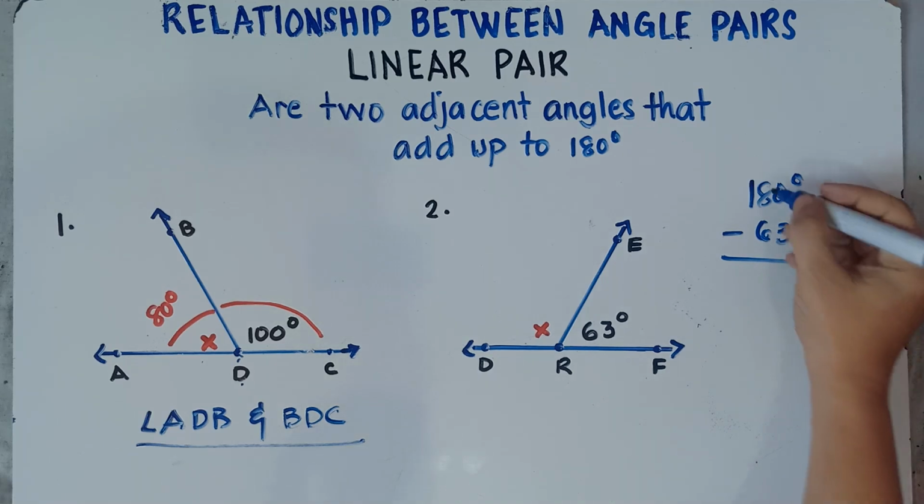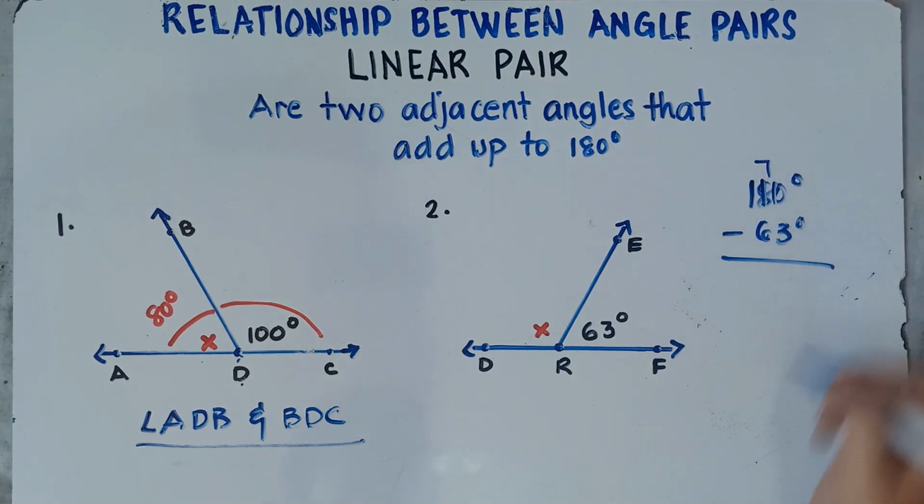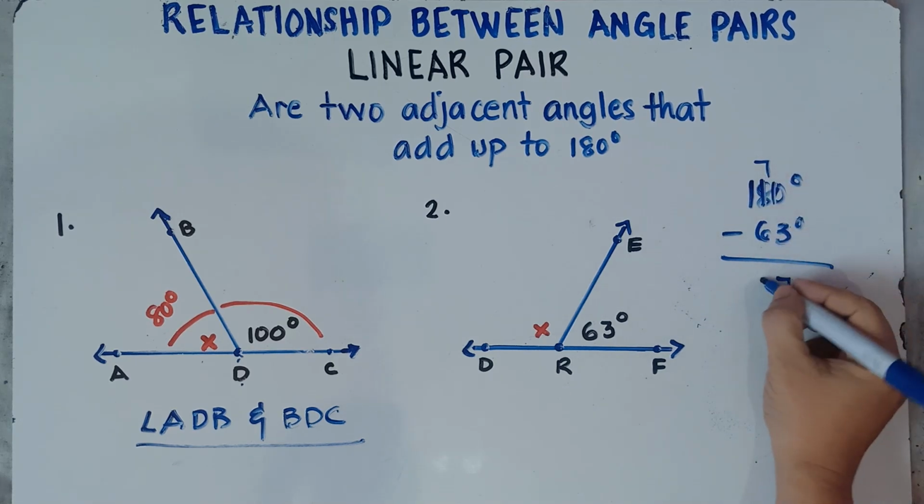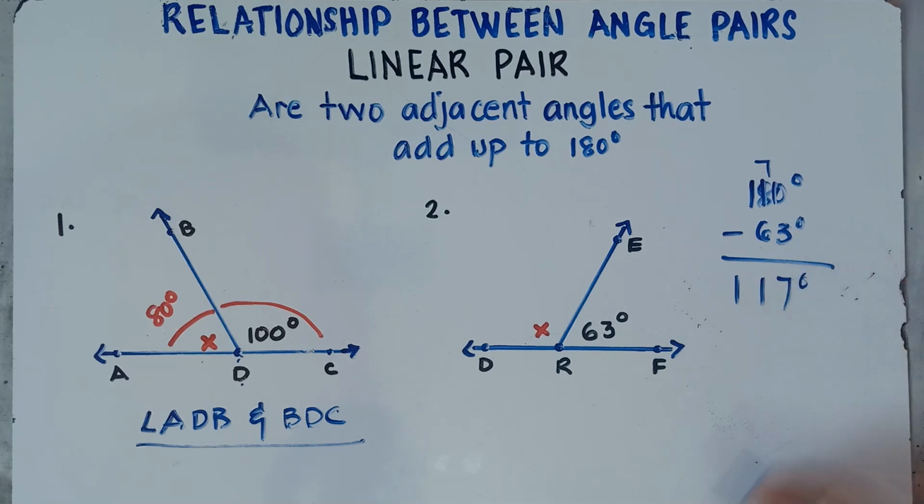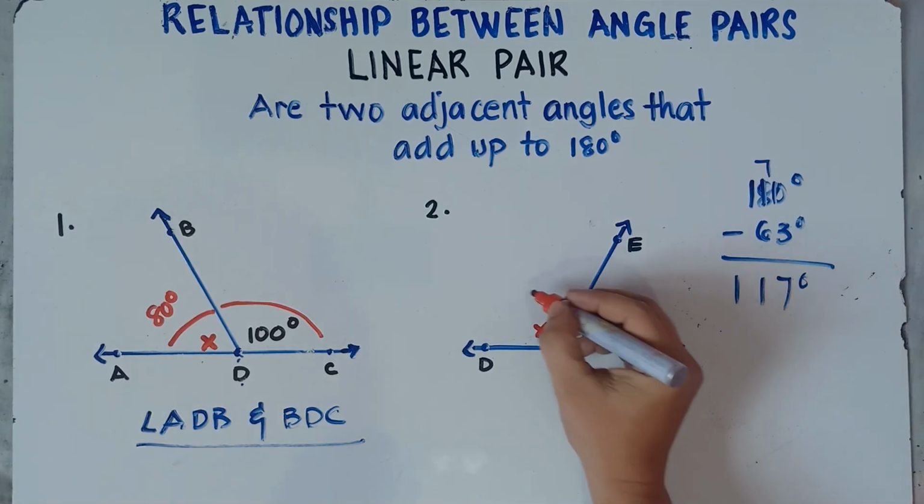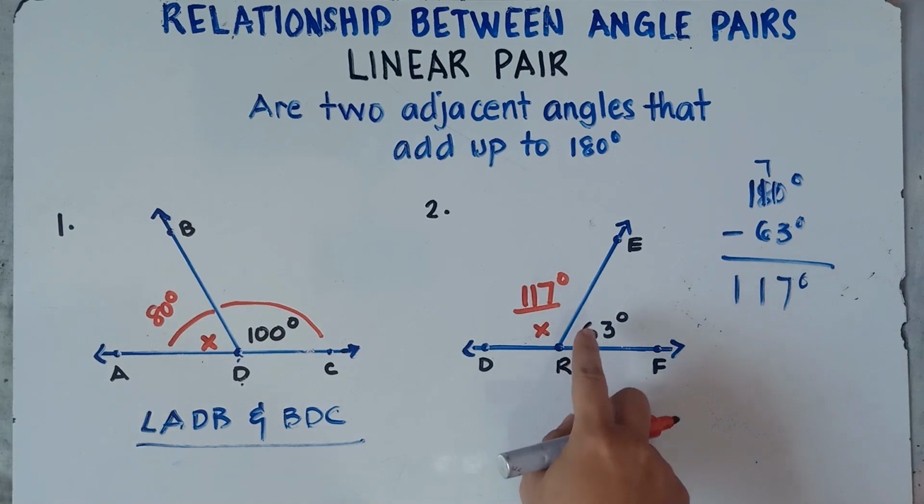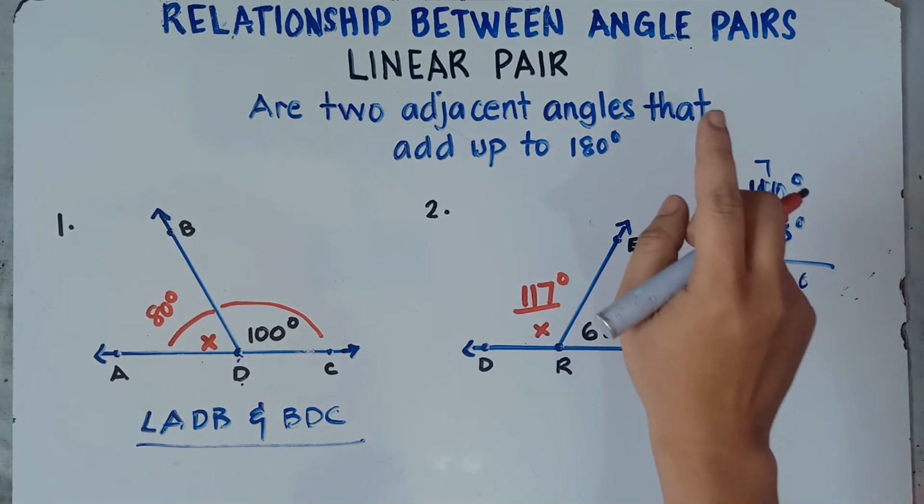So 0 minus 3 cannot be. Borrow 1. This becomes 7. This becomes 10. 10 minus 3 is 7. 7 minus 6 is 1. Bring down 1. 117 degrees. So therefore, this x value is 117 degrees. So if we add 117 degrees plus 63 degrees, we get 180 degrees.